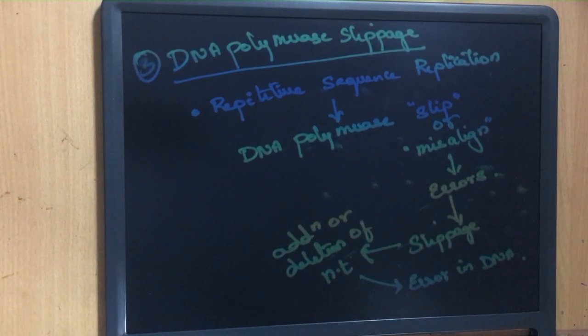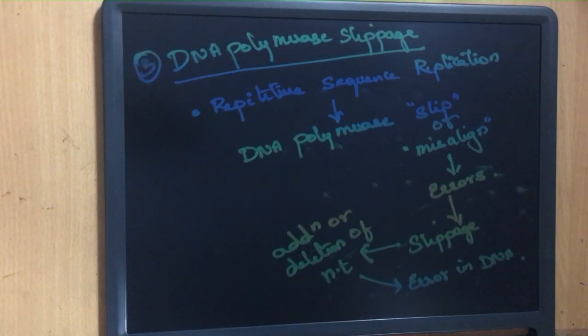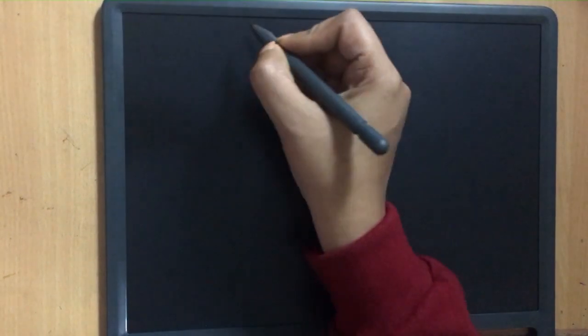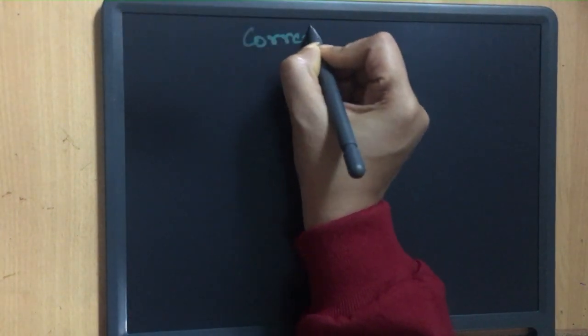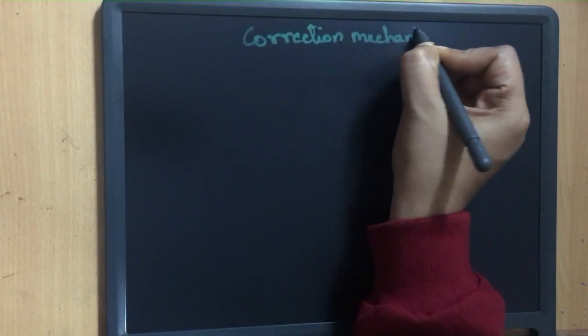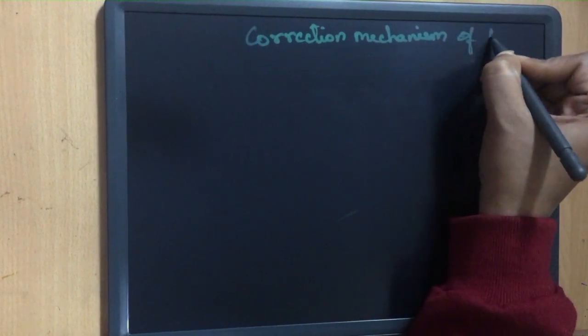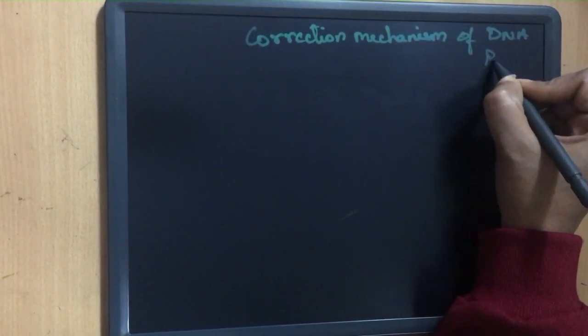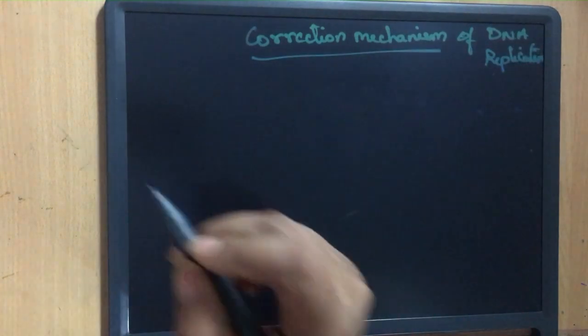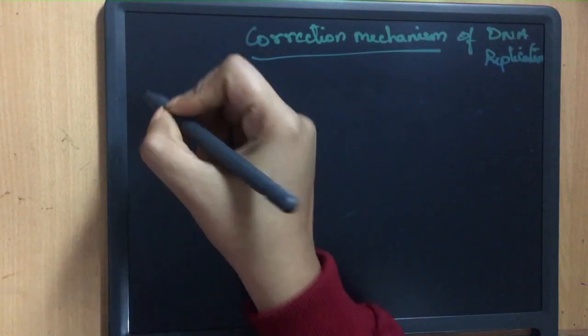Okay. So we have learned the various types of slippage. We have understood what slippage is, and what various types of errors could occur in replication. Okay. Now, what are the various correction mechanisms? Correction mechanisms of DNA replication. So, let's look into each one of them.